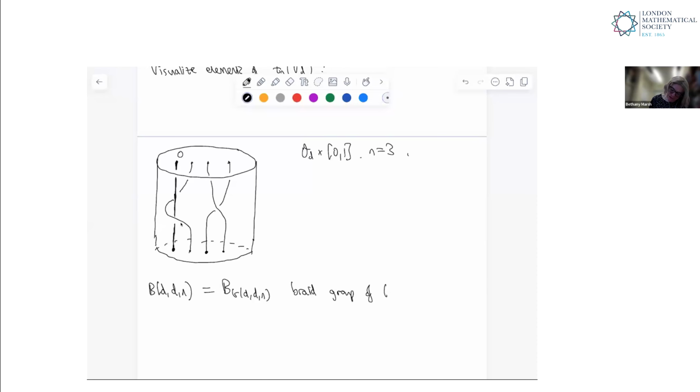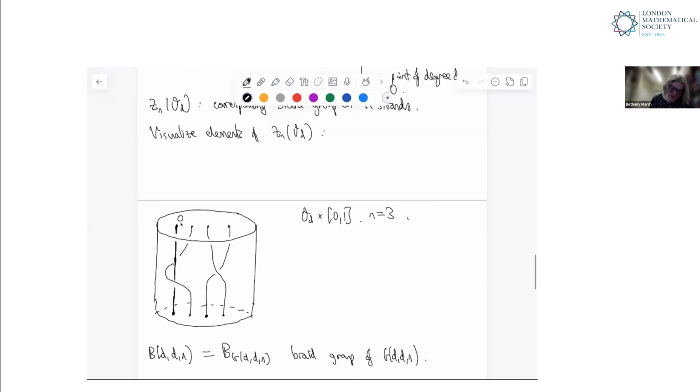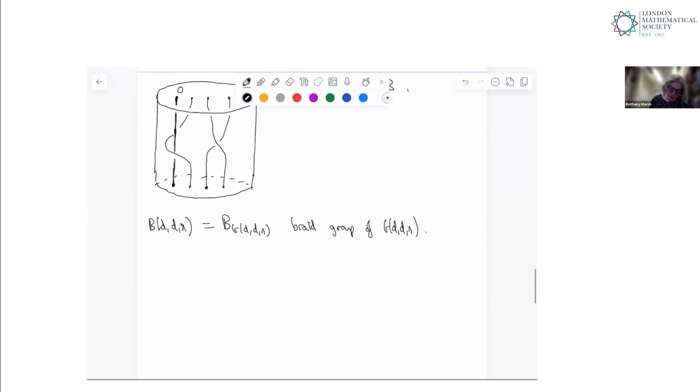So yes, I shouldn't confuse things. We've now just defined the braid group on the disk. And what we're interested in is trying to describe this braid group here. So we've got the braid group of a reflection group, and then we've got the braid group of a surface or an orbifold.